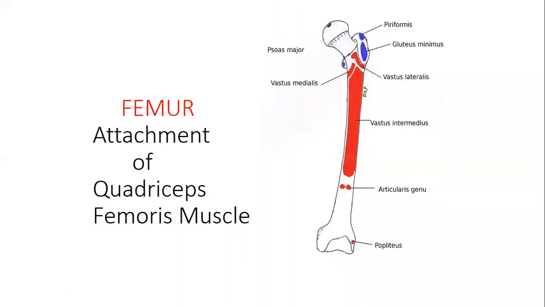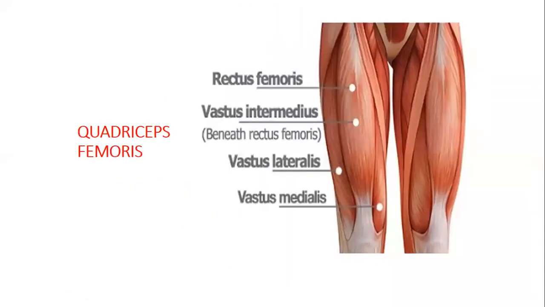Now it is clear that our muscle, the main extensor of the knee, which is called the quadriceps femoris, consists of four heads. The rectus femoris is the only head that crosses two joints, the hip and the knee. The remaining three originate from the femur and do not cross the hip joint.